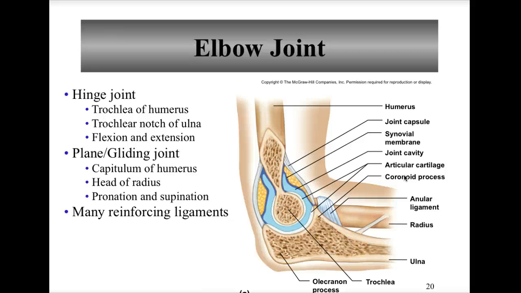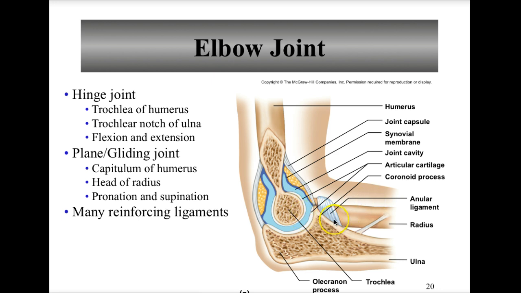You may have heard of tennis elbow. We'll talk a little bit about tennis elbow a little later. So here you can see how that joint would look. Basically, you have your joint capsule. You do have that nice synovial membrane that's going to secrete the synovial fluid in the joint cavity. You also have the articular cartilages.